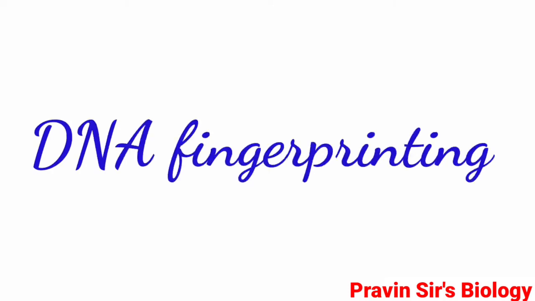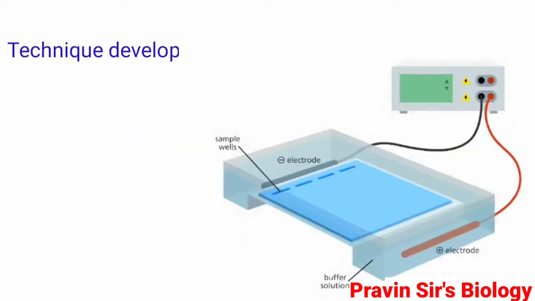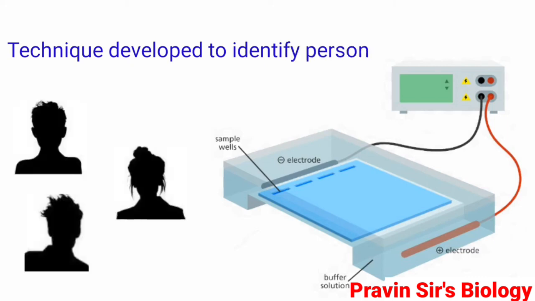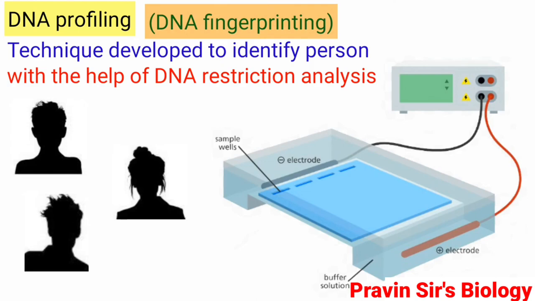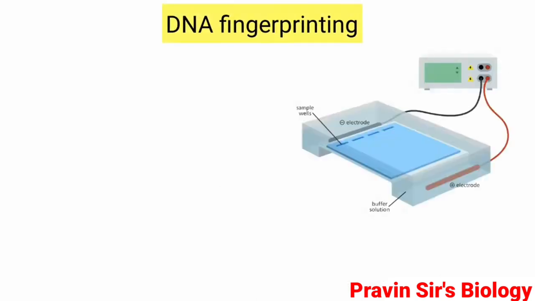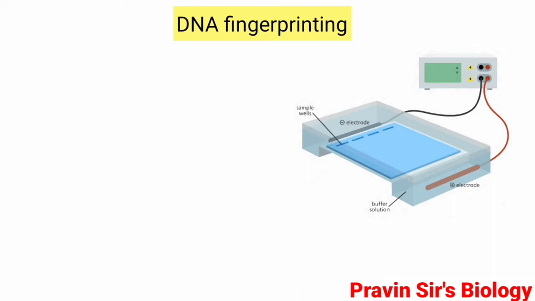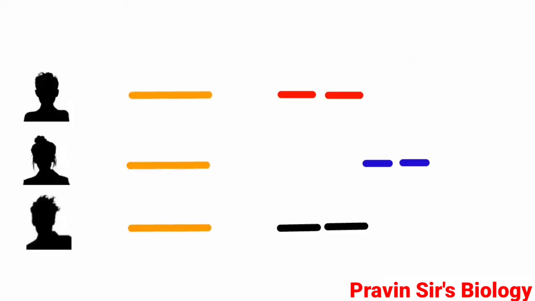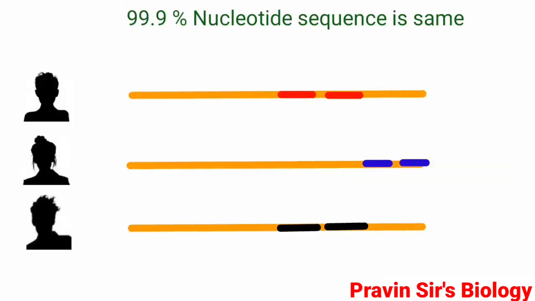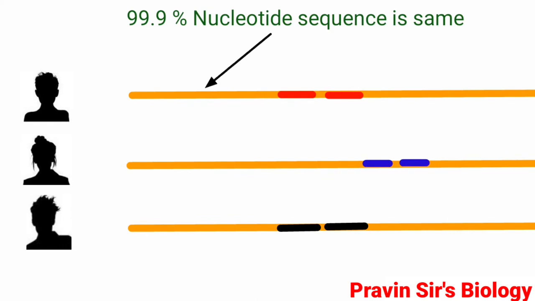DNA fingerprinting. The technique developed to identify a person with the help of DNA restriction analysis is known as DNA profiling or DNA fingerprinting. The technique of DNA fingerprinting was first given by British geneticist Dr. Alec Jeffreys in 1984.